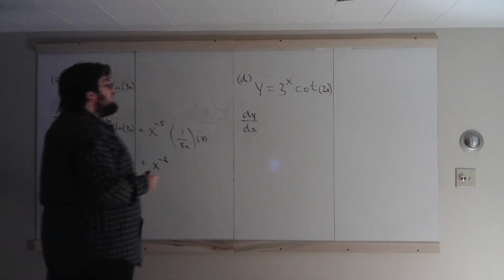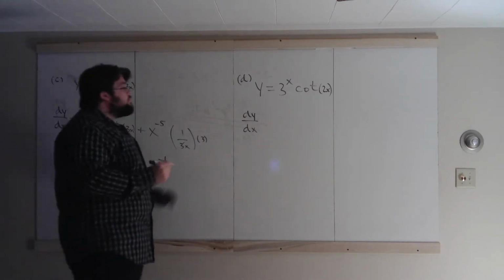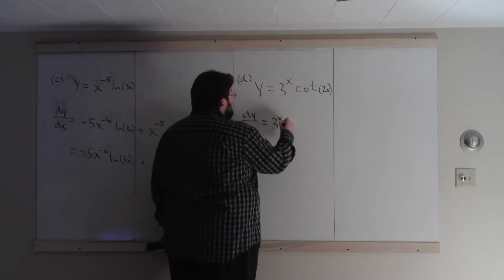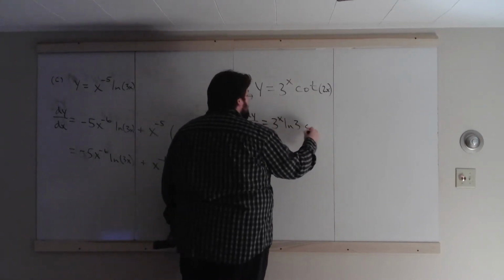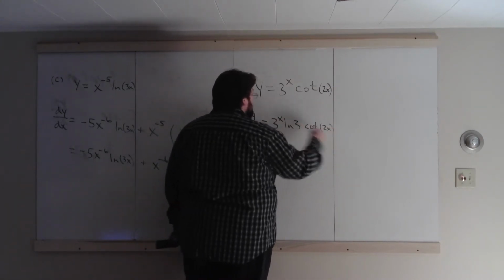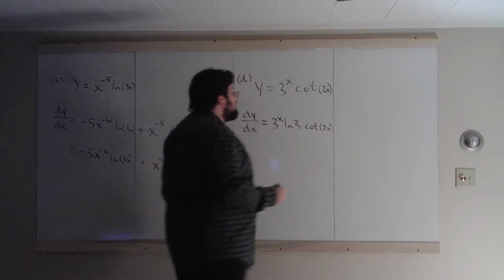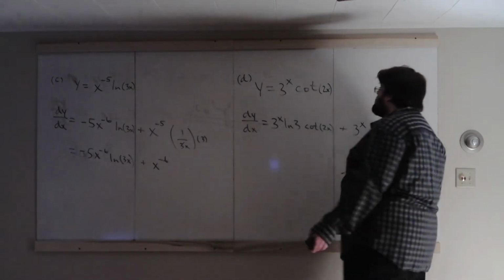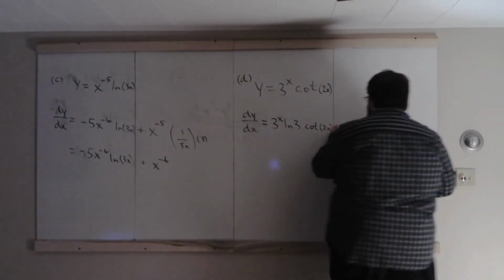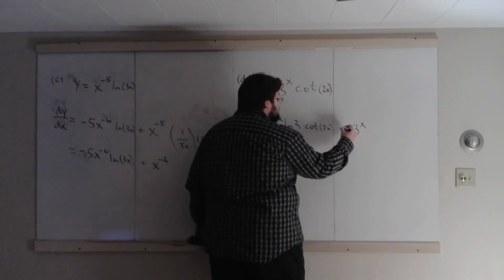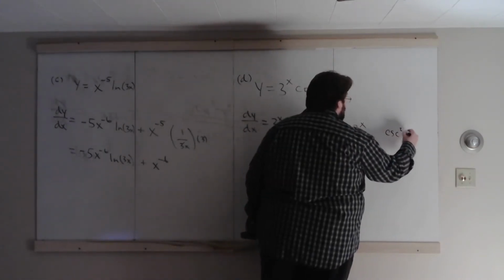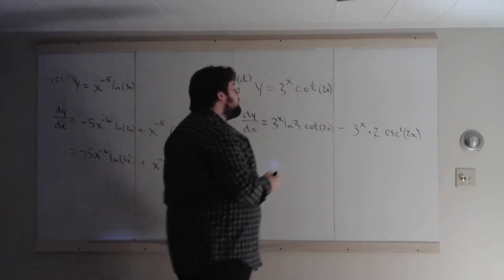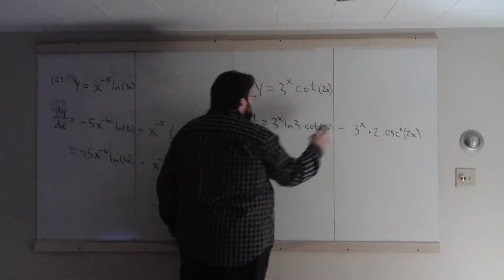So here, again, we have a product, so we will apply the product rule. The derivative of 3 to the x is 3 to the x log 3. Leave the cotangent thing alone. Plus 3 to the x times the derivative of cotangent of 2x. Derivative of cotangent of 2x is negative cosecant squared of 2x, but then times 2 because the derivative of 2x is 2. And I put the negative out there.